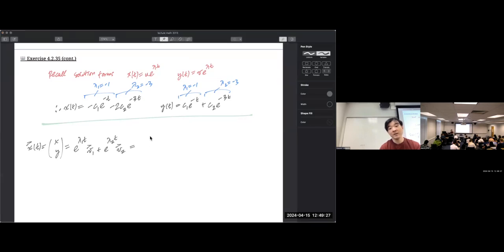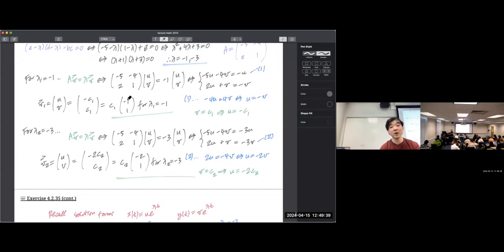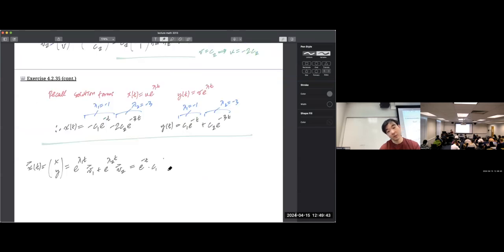And let's just confirm that this would give us the same thing. Lambda 1 was -1, so it'll be e to the negative t. What is eigenvector 1? The first eigenvector was c1 times -1, 1. So it's going to be times c1, -1, 1, plus e to the -3t.